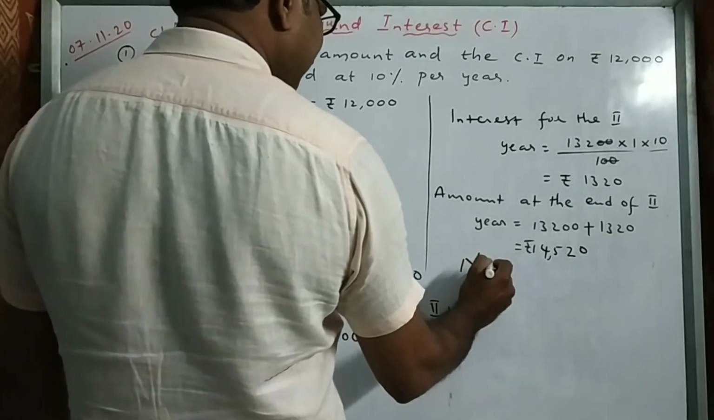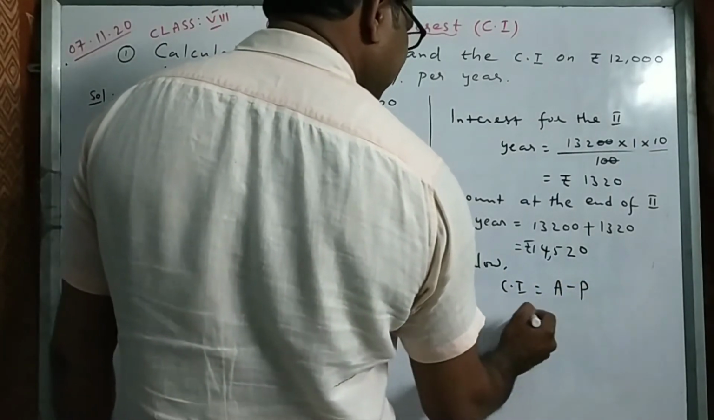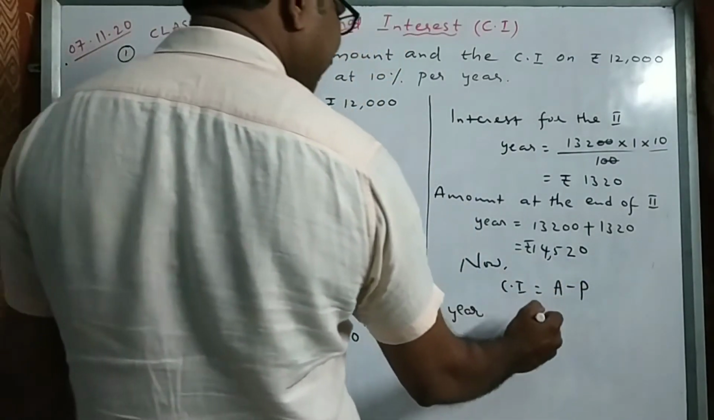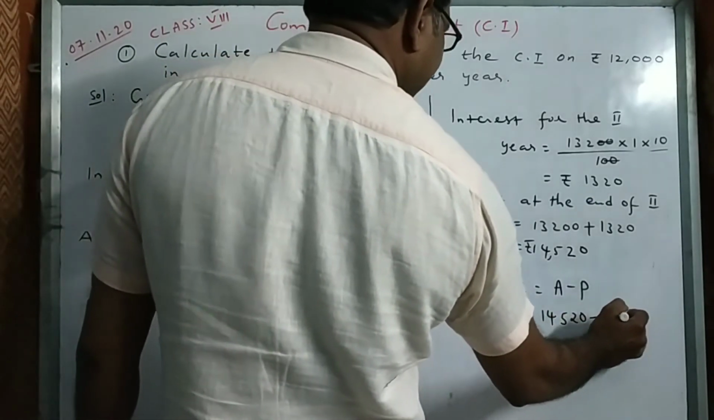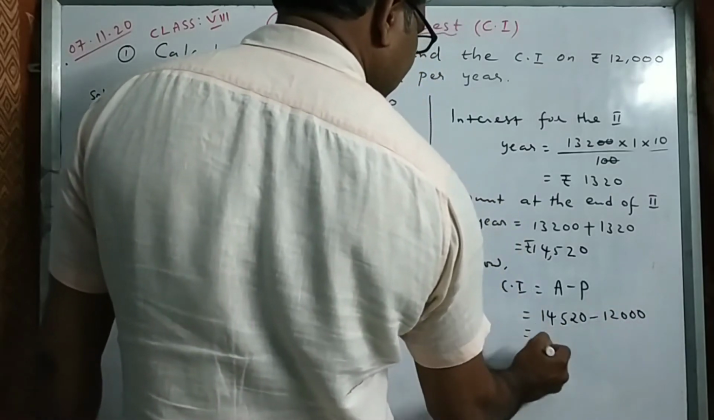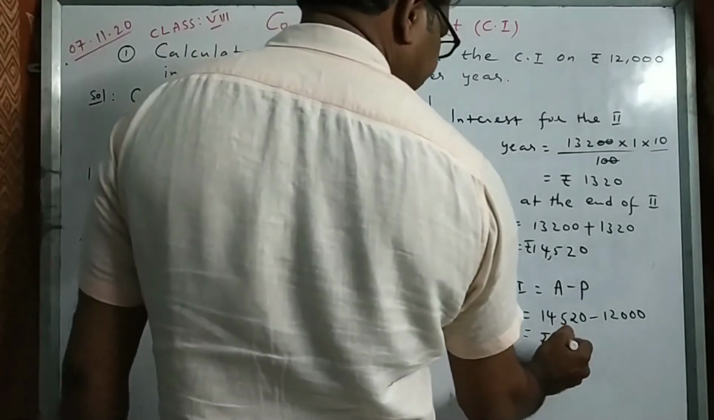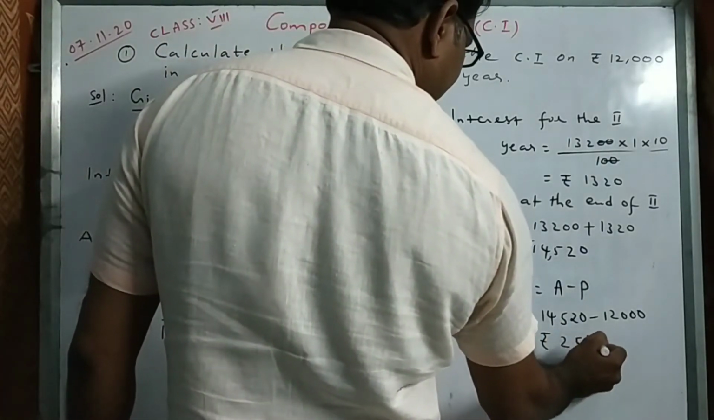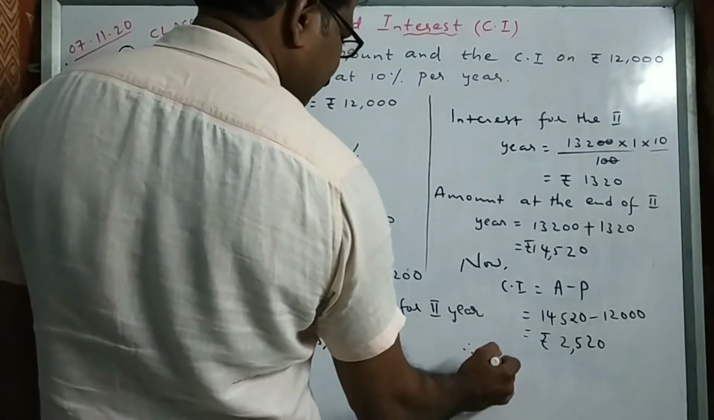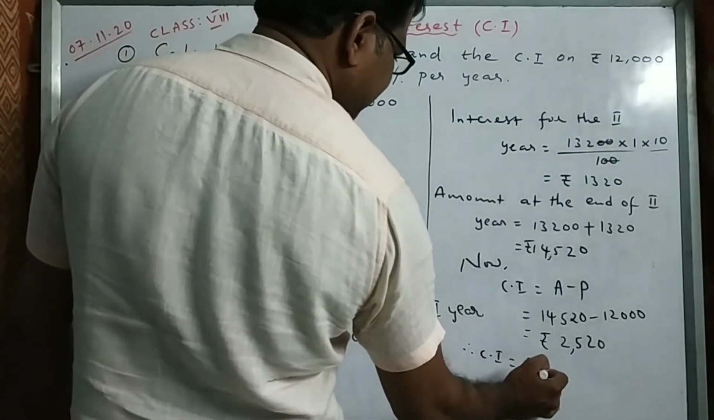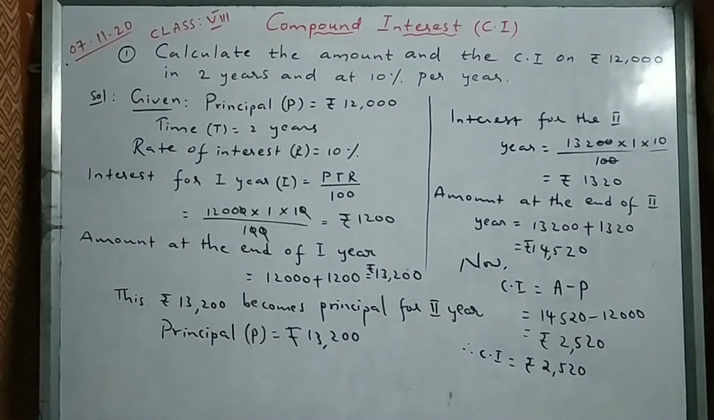Now I want to find the compound interest. Compound interest equal to amount minus principal. The total amount at the end of second year is 14,520 and he took 12,000. So subtract this, and you will get 2,520. 2,520 is the compound interest. Therefore, compound interest equal to rupees 2,520. Hope it is clear.